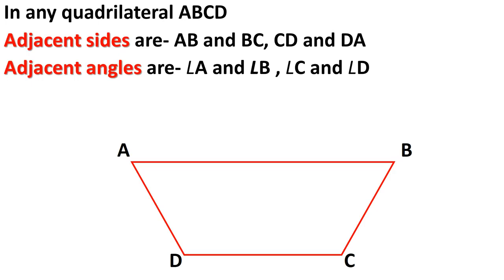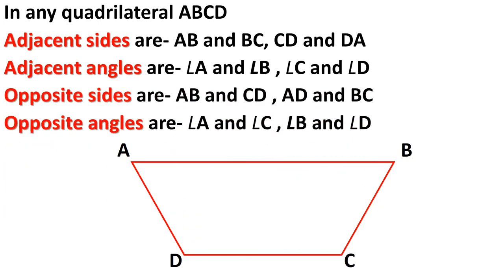Now next is adjacent angles. Adjacent angles are angle A and angle B. This is one pair of adjacent angles, meaning two angles formed by one line segment. One line segment I am taking, AB. In the line AB, which two angles are formed here? Angle A and angle B. So these two are adjacent angles. Another pair of adjacent angles is angle C and angle D, because CD is one side and the two angles formed by this side are angle C and angle D.